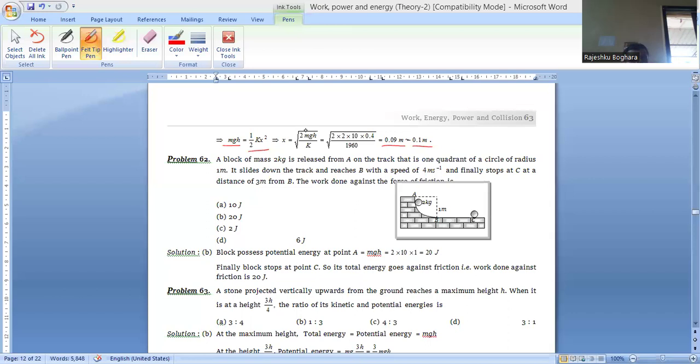If the work done by two bodies is the same, then power is proportional to 1/T. W is constant, then P is proportional to 1/T. That is, the body which performs the given work in lesser time possesses more power and vice versa.